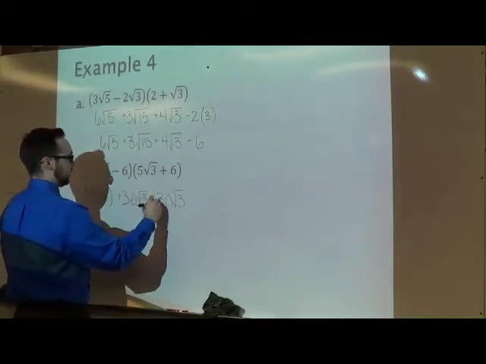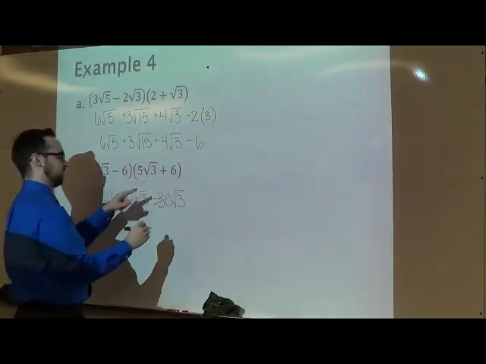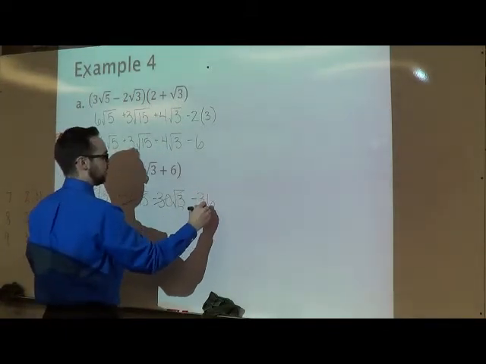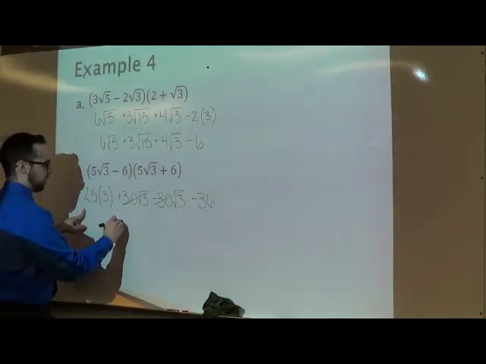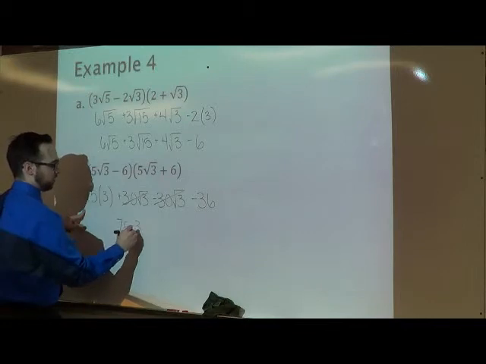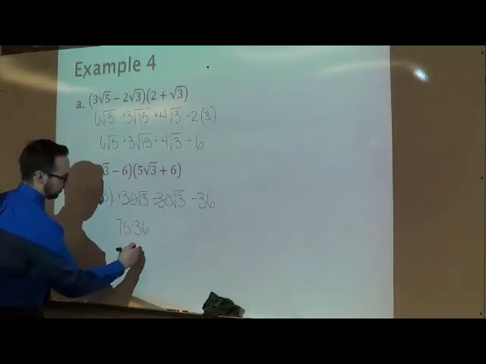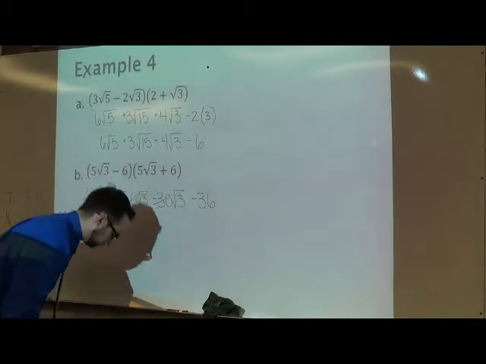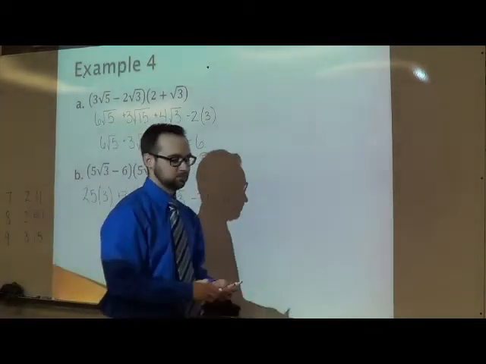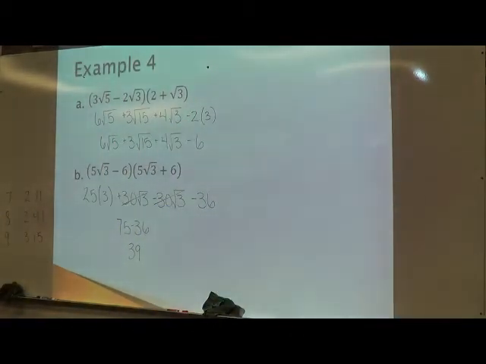So those are actually going to cancel. And then negative 6 times 6 is a negative 36. So then we end up with 75 minus 36. It's going to give us a positive 39. So that would actually simplify down completely without any radicals. That might happen sometimes.